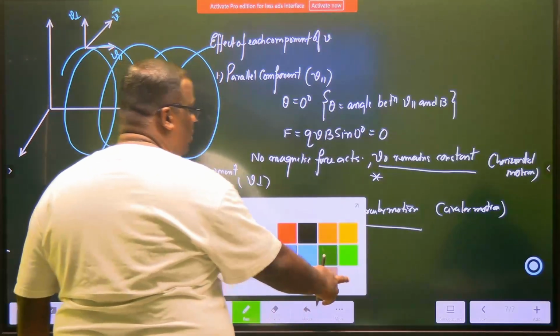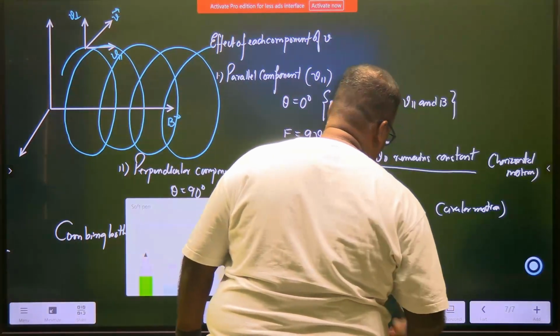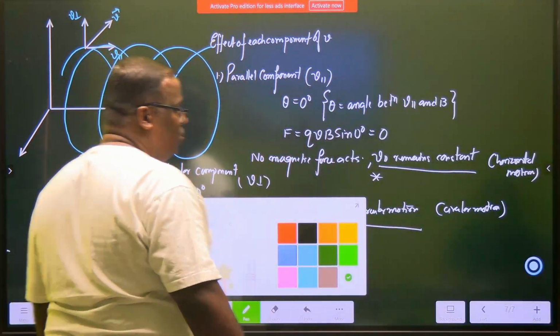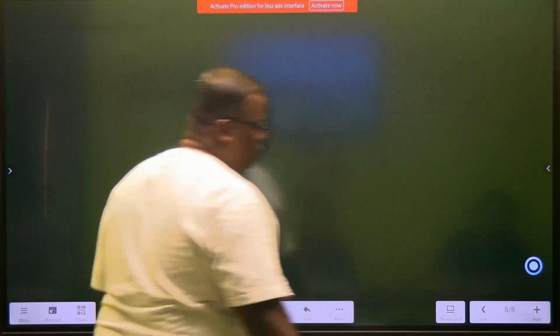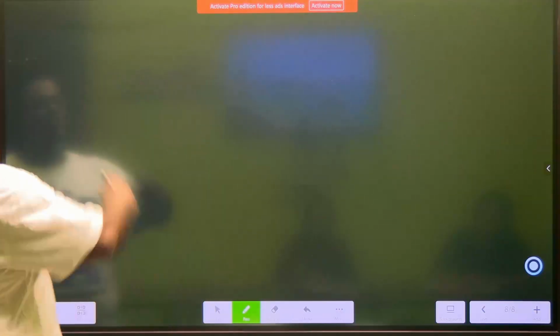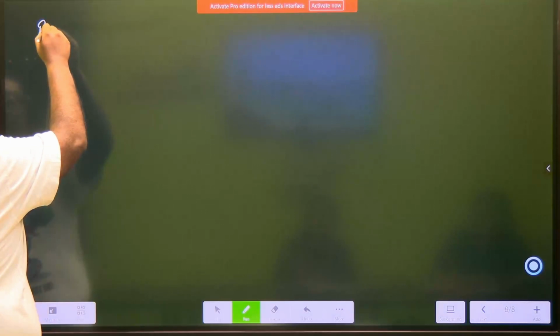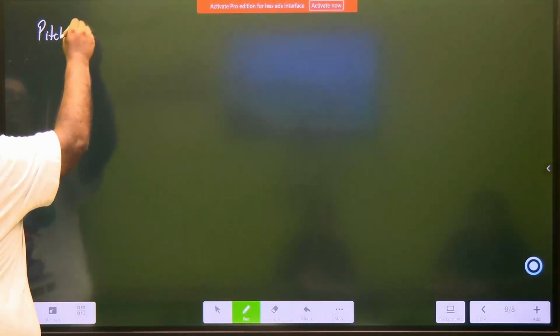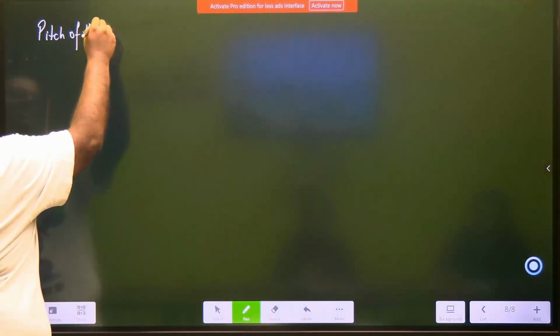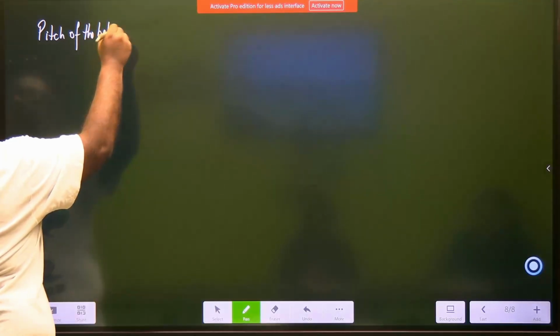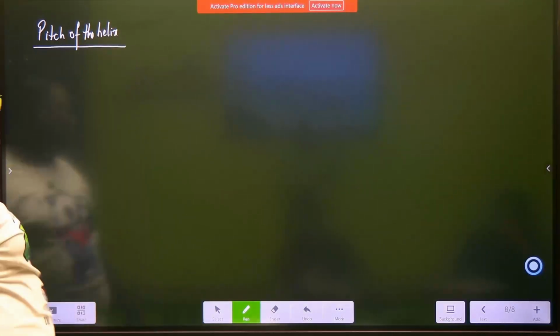Have you done the screw gauge experiment in grade 11? Have you heard about something called pitch? Pitch. You remember what is pitch? Pitch of the helix. Forgot. Pitch of the helix. Pitch is very important in a screw also.